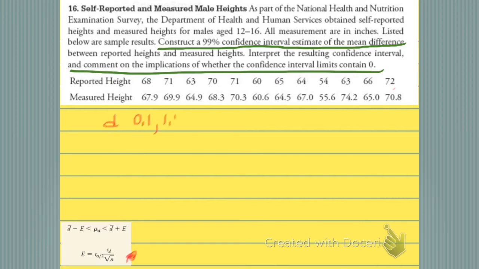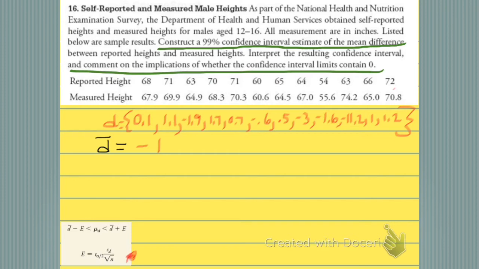Let's go get D. D is the difference between the pairs, what their reported height was and what their measured height was. So they were asked, you're about how tall, and then they actually measured them, and those were their differences. Notice the signs. Some overestimated, some underestimated. Now if we get the average of those differences, that's D bar. So we're going to do that now.